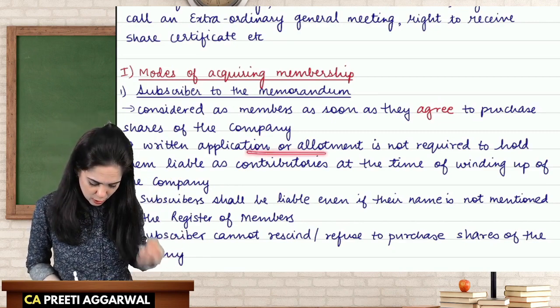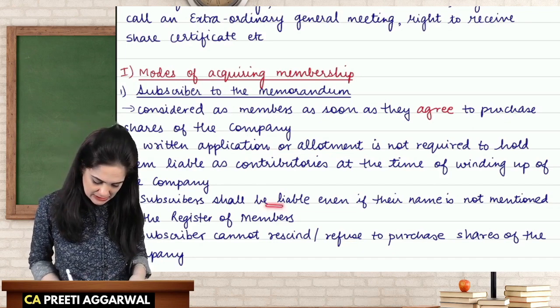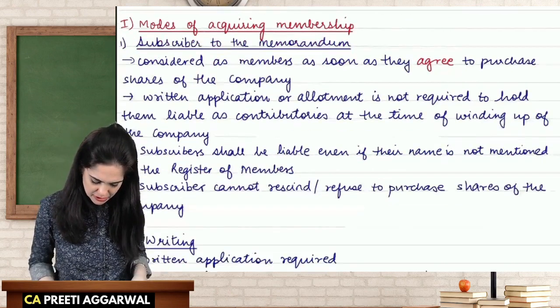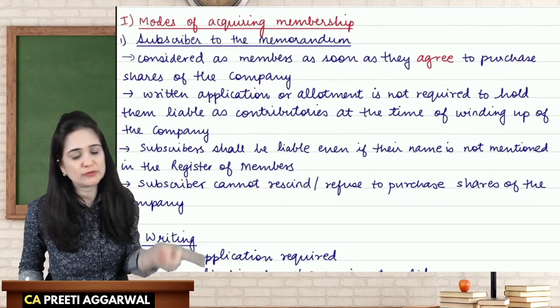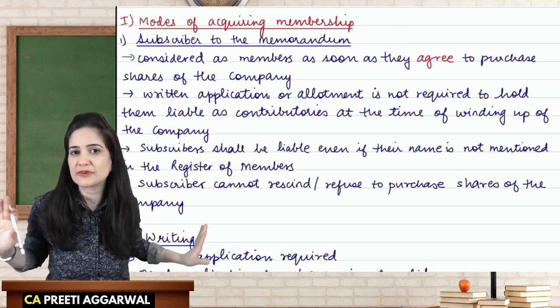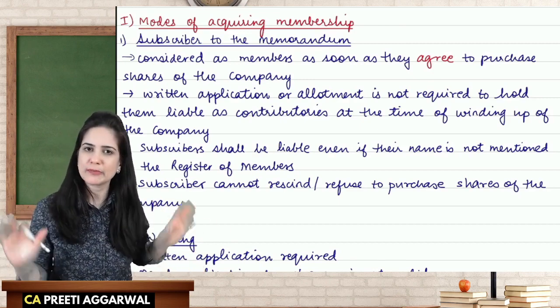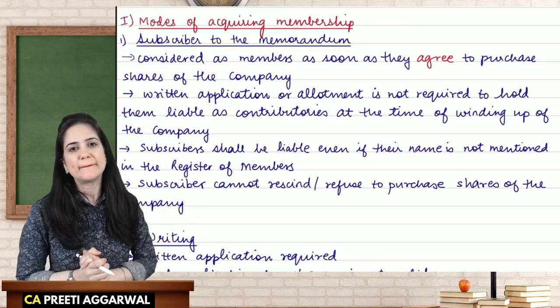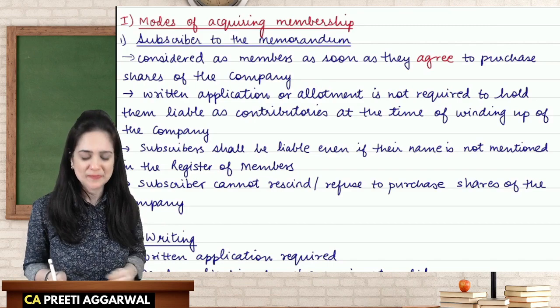So allotment is also not required to make him liable. He is liable even if the name is not mentioned. He cannot later on refuse to purchase. Once you have signed the memorandum, you will have to purchase. You cannot cancel the contract after incorporation. So a subscriber is automatically considered as member of the company. He is the first shareholder, he is the first member of the company.